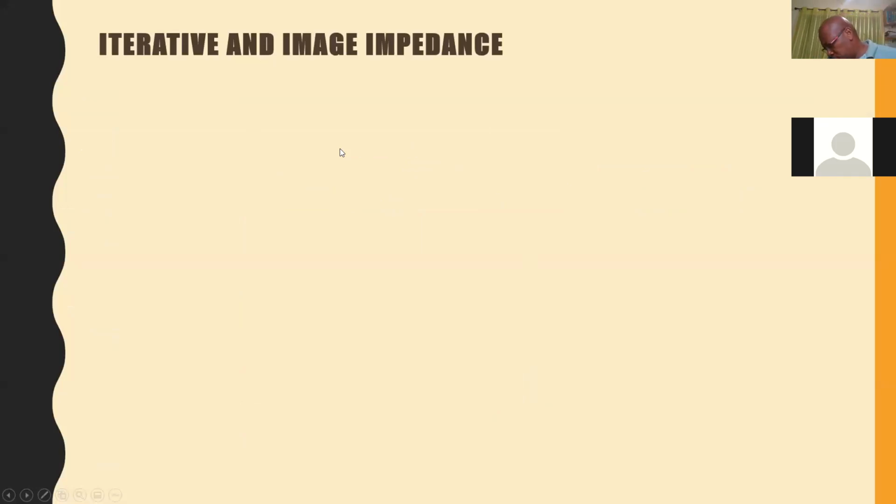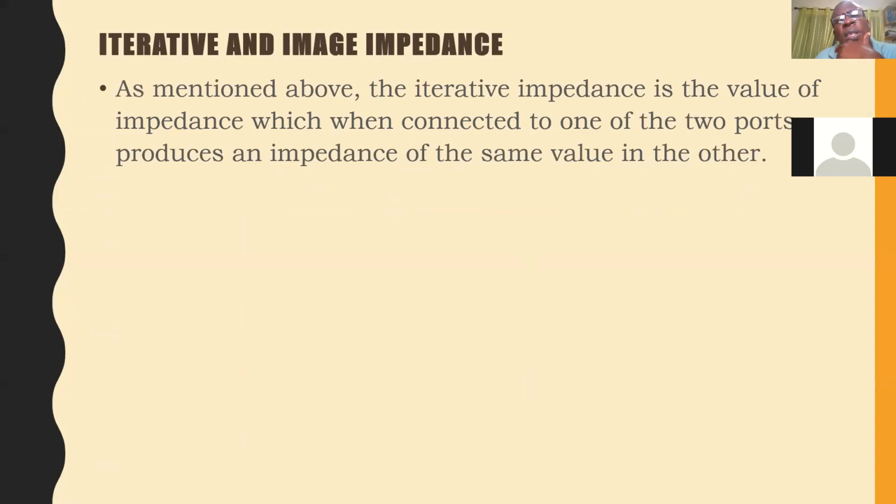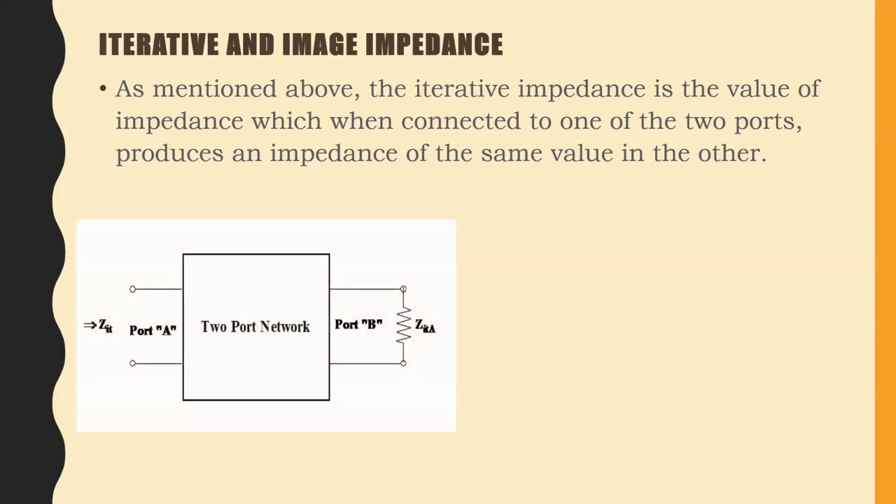So, similar to what we did last time, where we defined some impedances, we want to define two other impedances today. Yes, I know we had spoken about the iterative impedance. We're going to look at that again today. So the iterative impedance is the value of impedance which, when we connect it to one of the two ports, produces an impedance of the same value in the other. In other words, if I connect ZA to port B and then measure the impedance at port A, then I will get ZA. And that's my iterative impedance for port A.